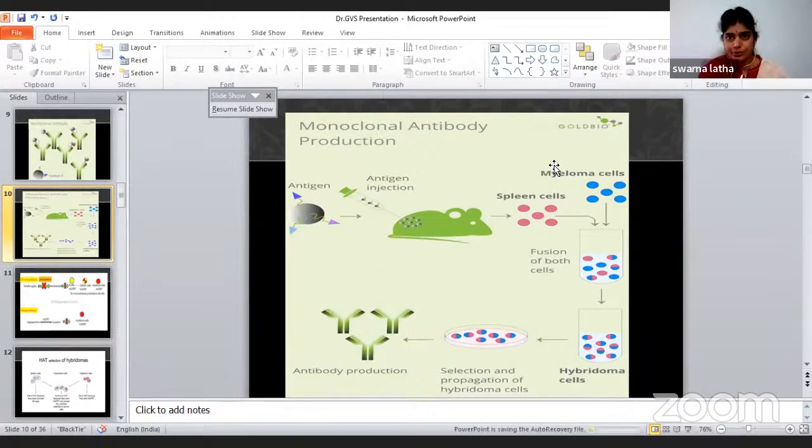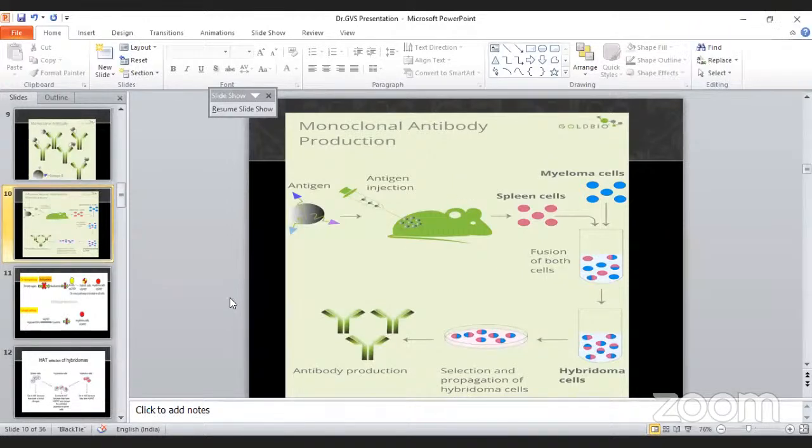Is it clear? Shall I move further? Means the selection. Yes, ma'am. It's important. You can continue, ma'am. HAT selection, that is the main thing for the monoclonal antibody production.